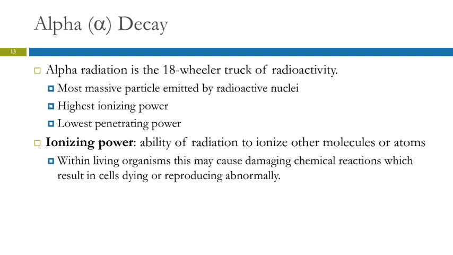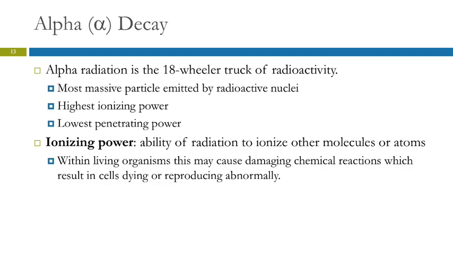So alpha radiation is like the 18-wheeler truck of radioactivity. It's a large particle, the most massive of all the forms of radiation. It has the highest ionizing power. Ionizing power is like being hit by a truck, just smashing things, so the 18-wheeler can do a lot of damage that way.